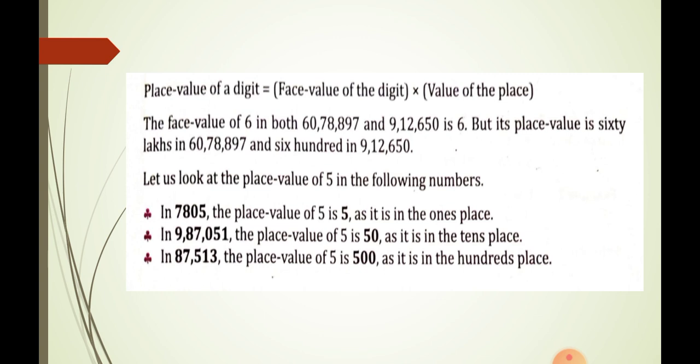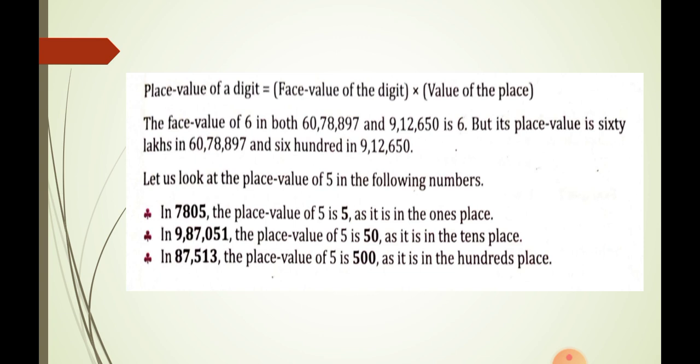The face value of 6 in both 60,78,897 and 9,12,650 is 6 only, but its place value is 60 lakhs in 60,78,897 and 600 in 9,12,650. So face value means the value itself, but the place value depends on its position.